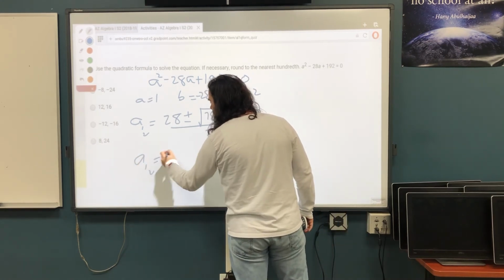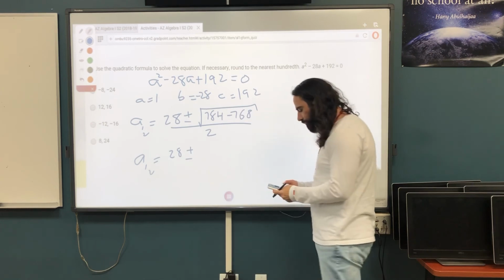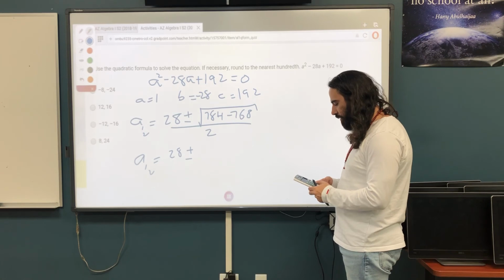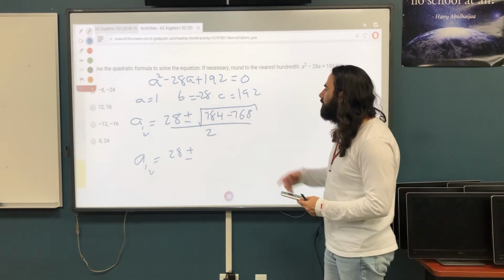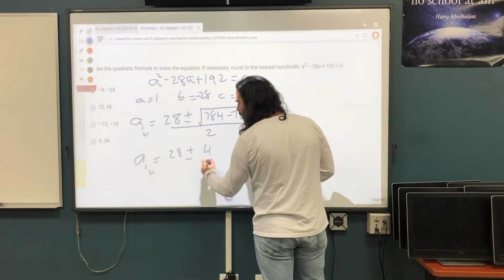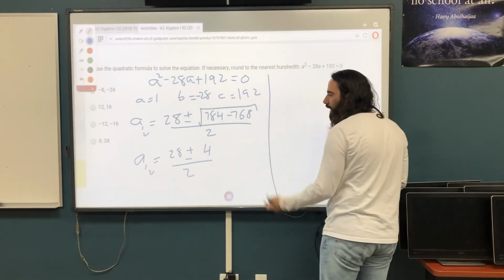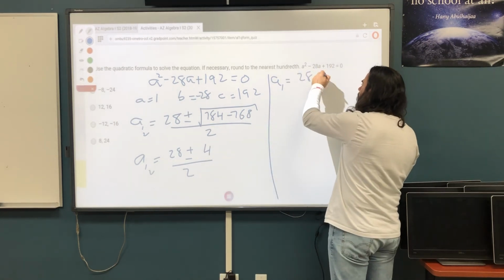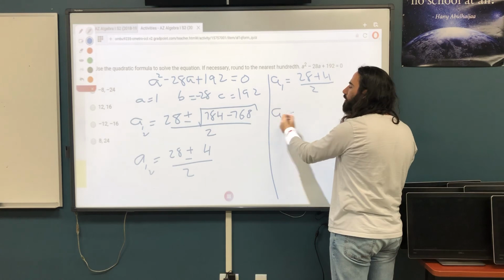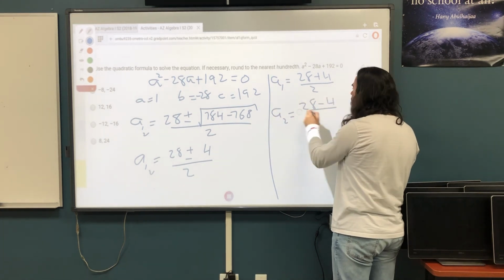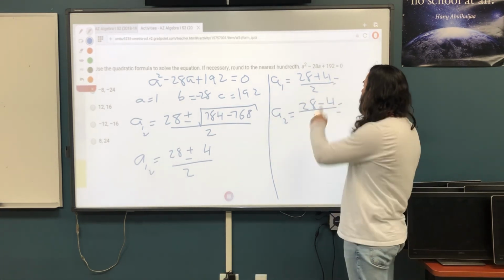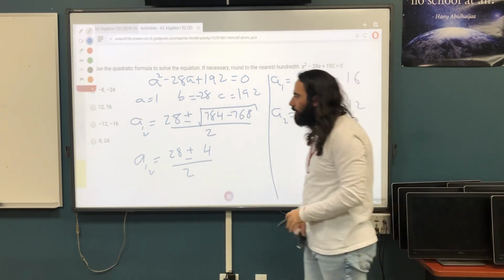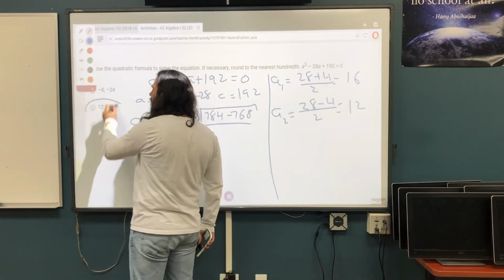So a12 equals 28 plus minus. So you subtract 784 minus 768, it's going to be 16. The square root of 16 is going to be 4, divided by 2. So we're going to have two solutions. The first one, we add it, so it's going to be 28 plus 4 divided by 2. The second one, we subtract it, so it's going to be 28 minus 4 divided by 2. So in this case, it's going to be 16. In this case, it's going to be 12. So it's going to be 12 and 16. The answer is this one.